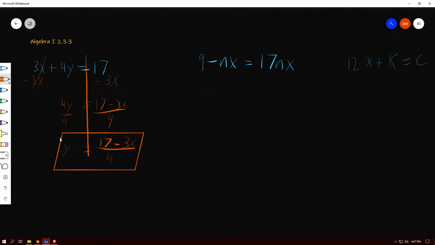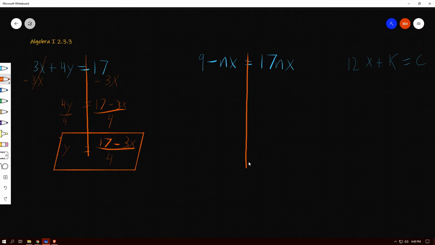Now I'll go to the next problem, which is number 3 on the checkup. Go ahead and draw my river. The instructions are to solve for x. Looking at this, I have an x on the left with a negative nx, and an x on the right with 17nx. My first step is not what am I solving for. My first step is, do I have any like terms that I can combine? I have an x on both sides, even though it's an nx. I need to combine those.